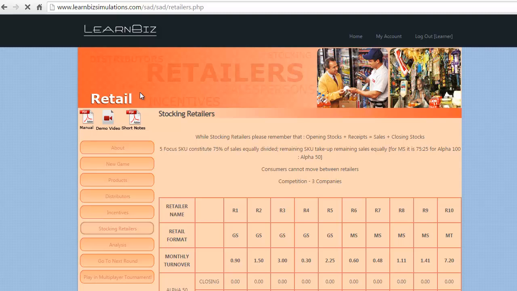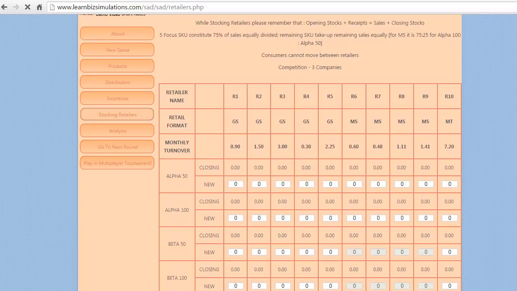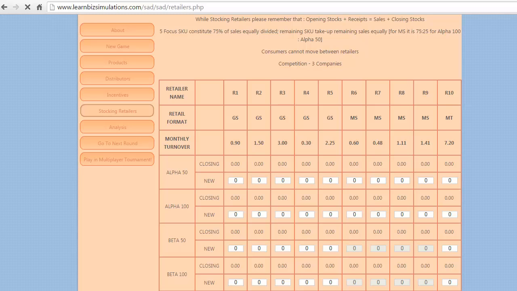But before stepping into stocking retailer screen, we would like to inform you that the decision on incentives can be taken only from the third round. This is the most important screen where we decide on how to stock with retailer. We need to carefully ascertain before stocking, because excess stocking will lead to inventory cost escalating and thereby impacting profits.